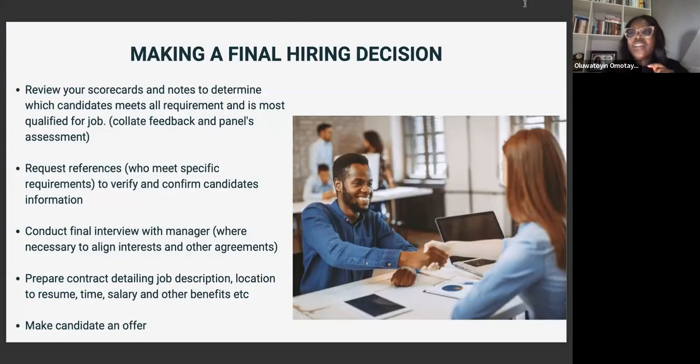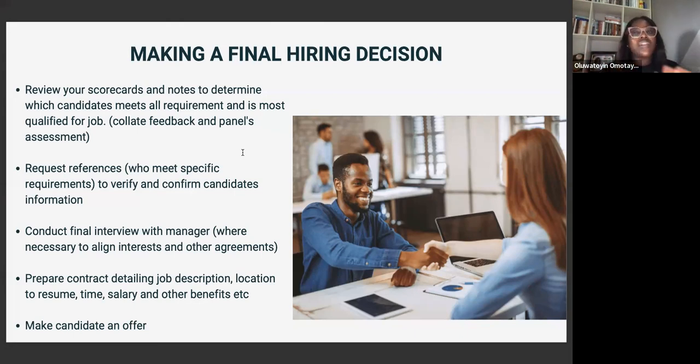And how do you make a final hiring decision? Of course, we already talked about, you need to review the scorecards, request references, conduct a final interview if need be, and then prepare the contracts, and then you make the candidate an offer. Because you already have a criteria, you are definitely going to know when you find your perfect candidate.